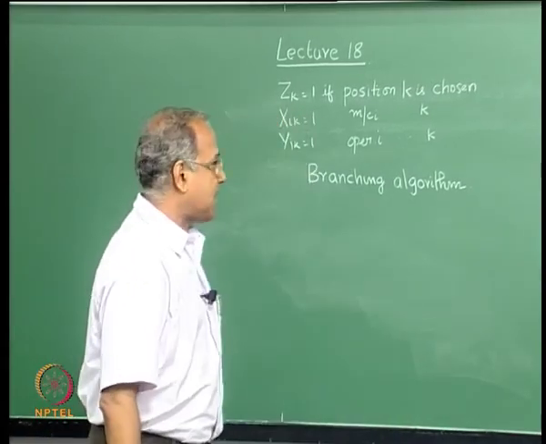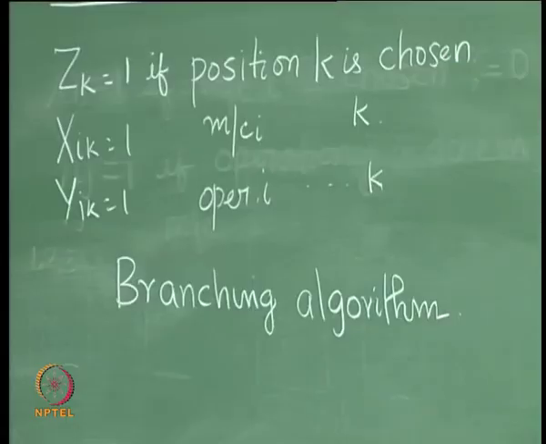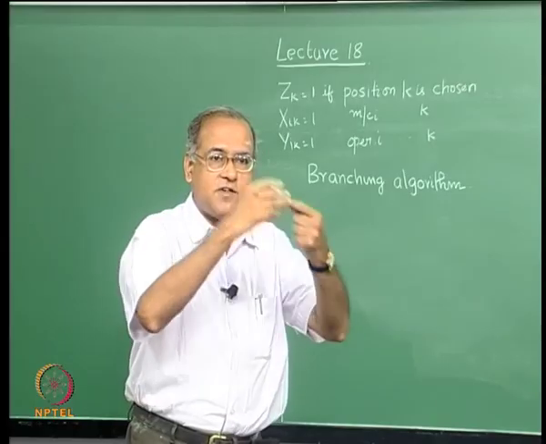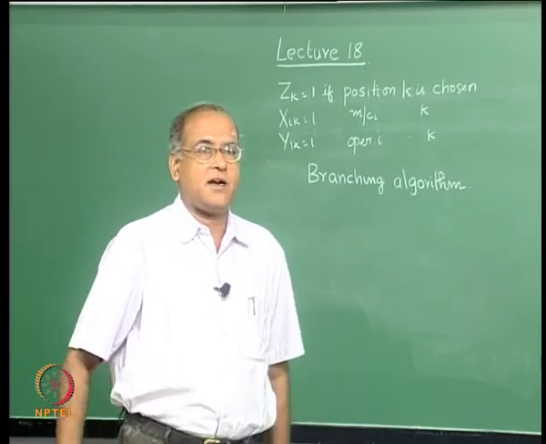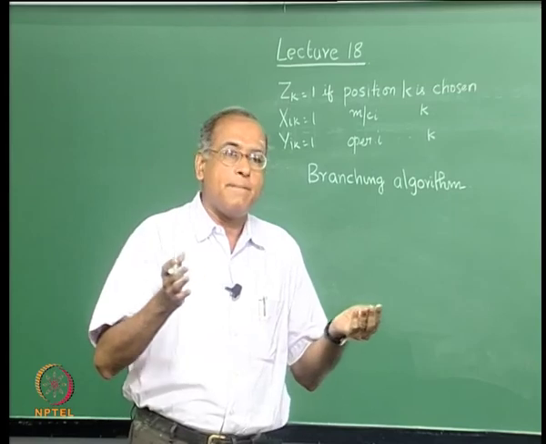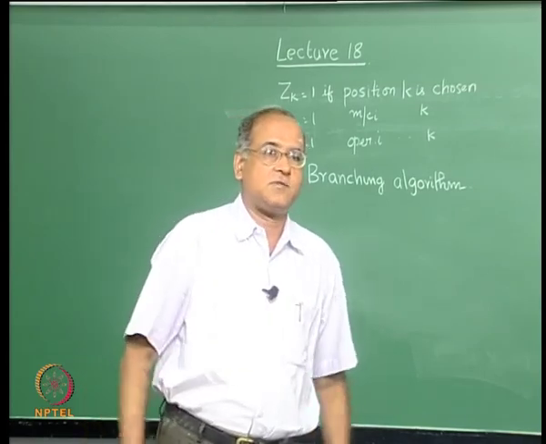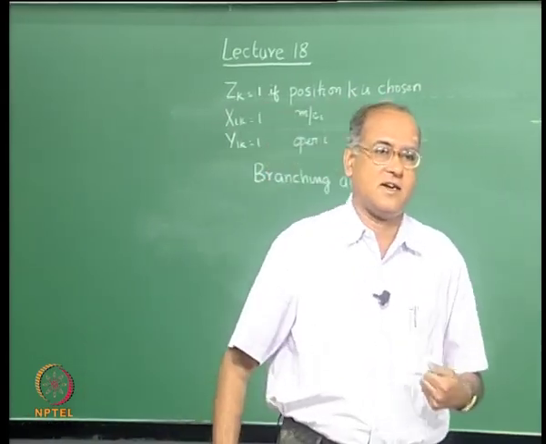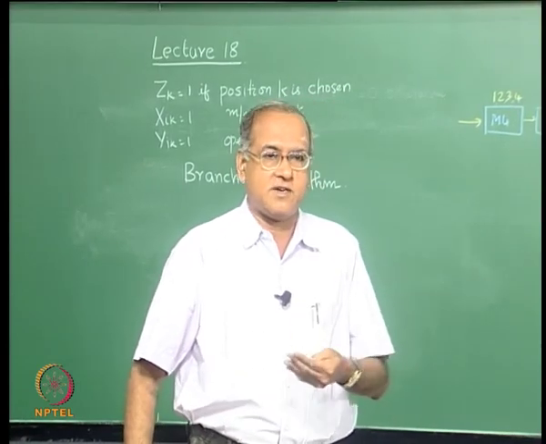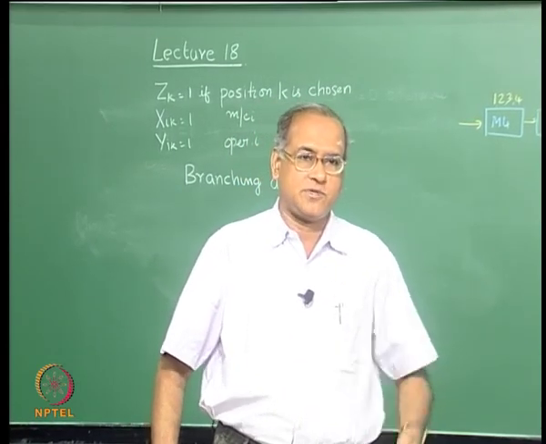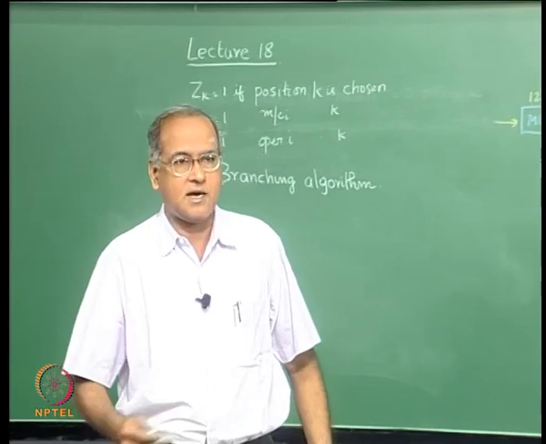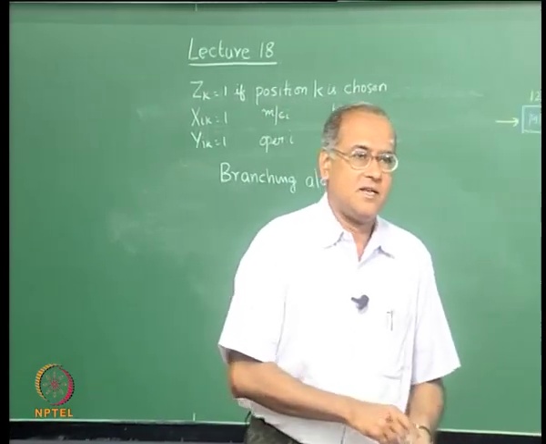So, this branching algorithm will not solve the problem using objective functions and constraints, but it would progressively start building solutions which will take care of these constraints and finally try to give us an optimum solution. Now, one such branching algorithm we will see in the next lecture.